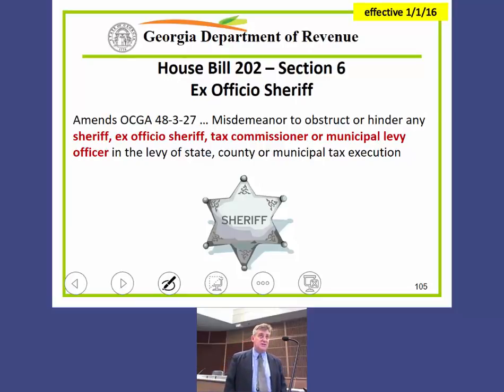The previous version, if I organize my thoughts, I think said that it would be a misdemeanor to obstruct or hinder any levying officer in the levy of a state tax execution. But since there's no more state taxes on ad valorem tax bills, this was modified to provide that it would be a misdemeanor to hinder any sheriff, ex officio sheriff, tax commissioner, or municipal levy officer in the levy of state, county, or municipal tax executions. So that's where that change came from.